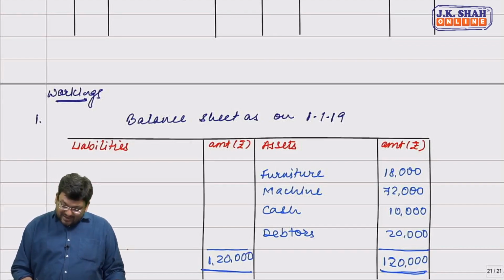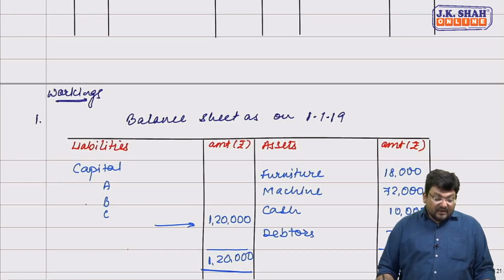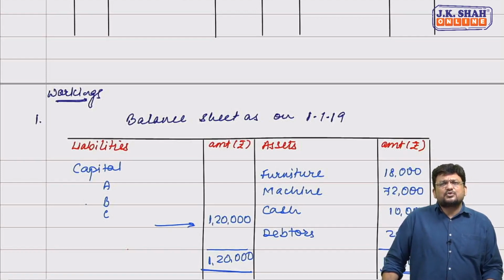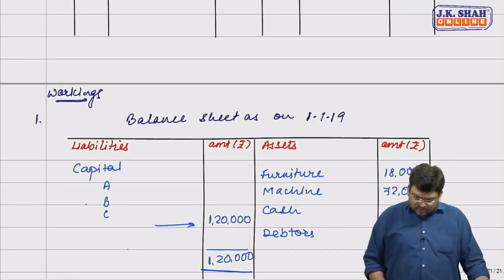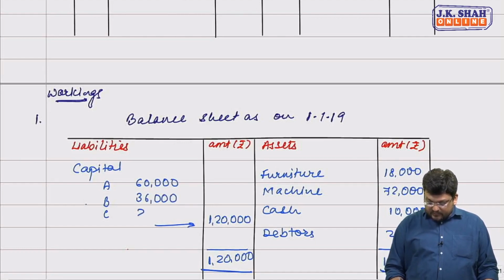Since there is no other liability given, we would say this 1,20,000 is nothing but the capital of partners A, B and C. Capital of A, B and C is 1,20,000. And sir, it was also given that capital is shared in the profit sharing ratio, meaning their capital ratio is given. It is 5:3:2. So can we say 1,20,000 if divided in 5:3:2 comes to 60,000, 36,000, 24,000. If we divide 1,20,000 in 5:3:2, we get the capital of all three partners.